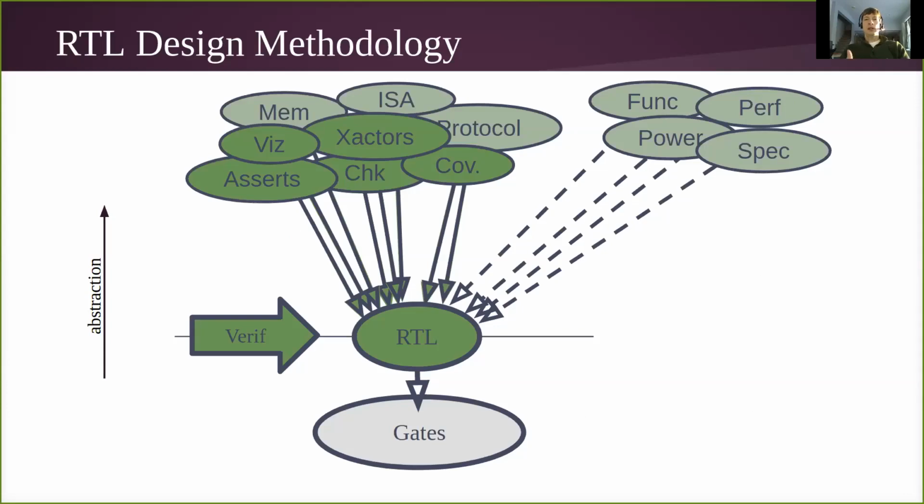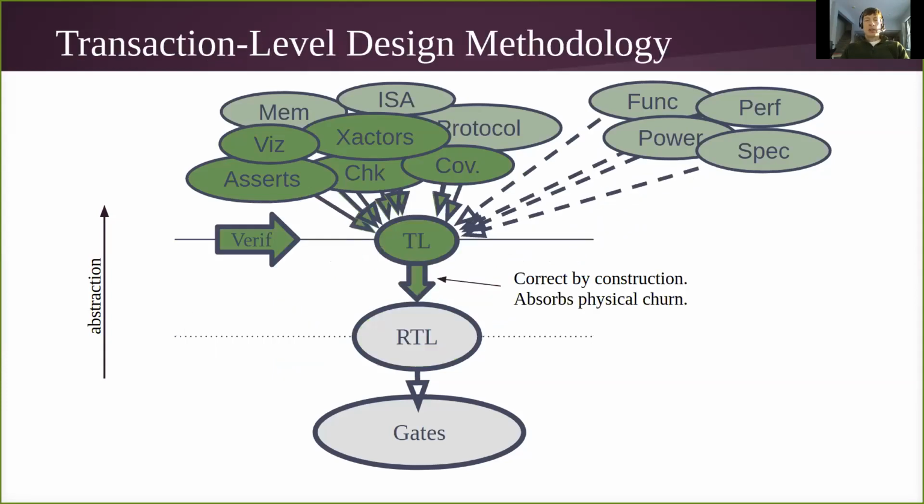So expanding this view a little bit, we have our register transfer level model where all the verification energy is focused, and the verification infrastructure introduces various models at a higher level of abstraction that all need to monitor or connect in some way to the register transfer level model. Transaction level Verilog raises that abstraction level, which means not only is the verification effort simpler through abstraction, but also all of the maintenance of the verification models.